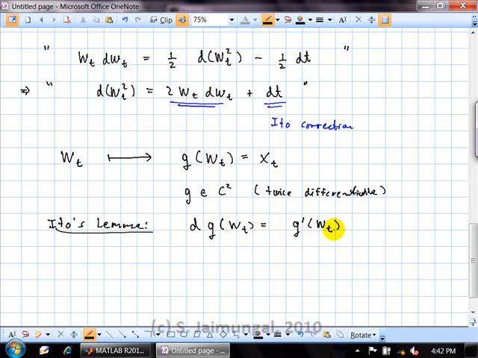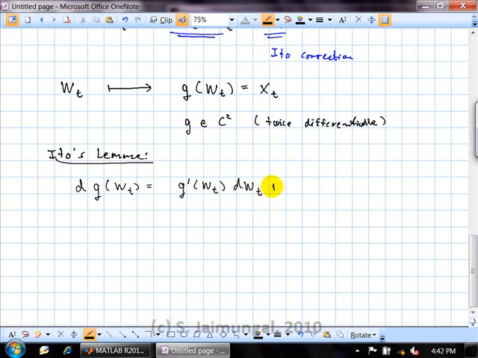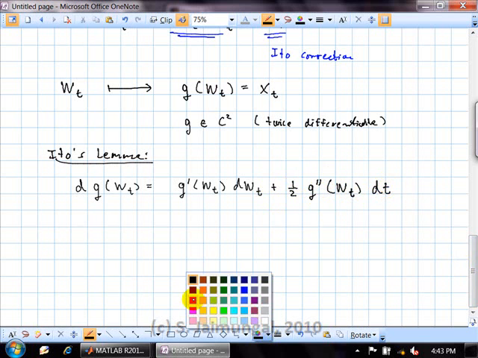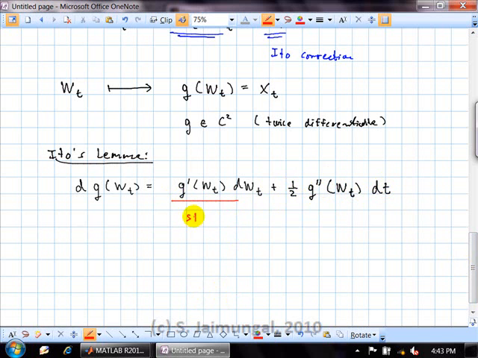So one derivative of g dW, plus an extra term, 1/2 two derivatives of g dt. Okay. So this is your standard calculus. And I'm going to put this in quotation marks still. This is your standard calculus result, and this is your Itô correction.